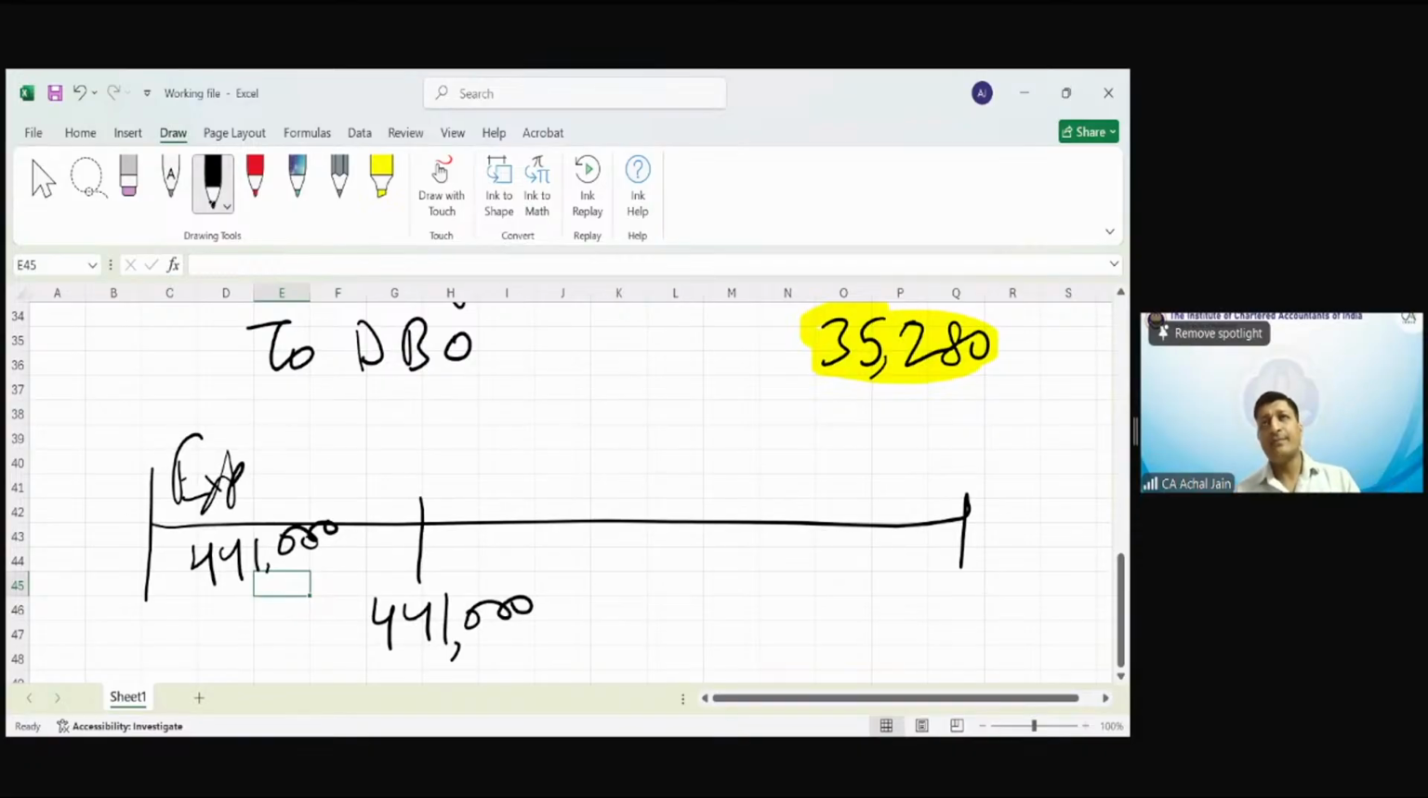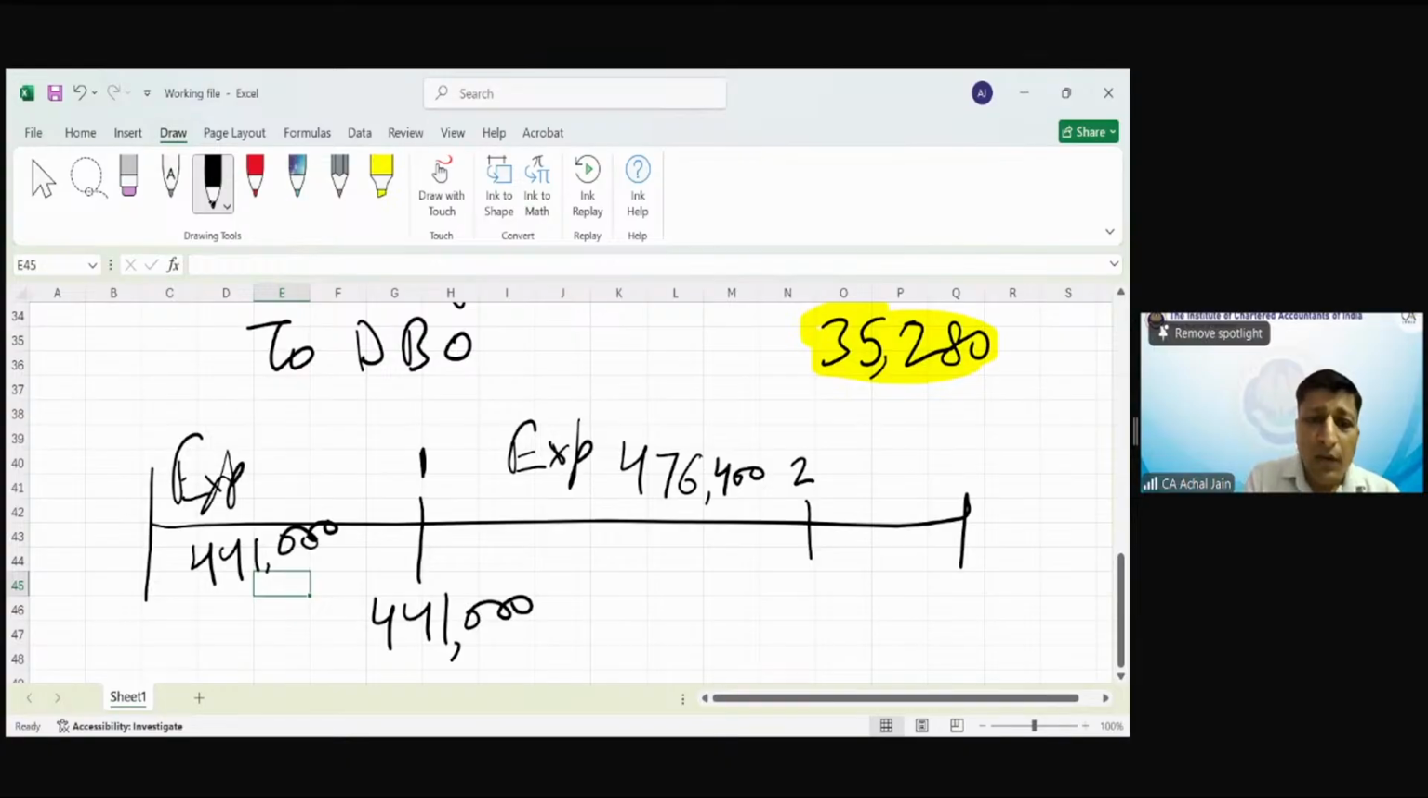Now, in the second year, some more expenditure has been incurred. Can you tell me what is that expenditure? Current service cost. So what is your current service cost in the second year? 4,76,400. Now, because of this additional expense, will your liability increase?